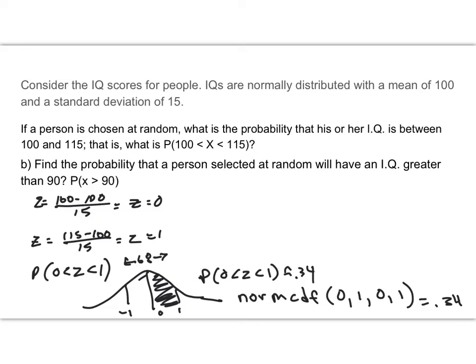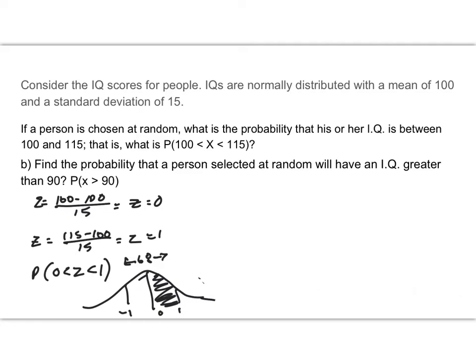If I want to do this without standardizing the score, and I have that capability with a calculator, let me erase all of this. I can do that by selecting normal CDF again. And this time I'm going to put in a lower boundary of 100, an upper boundary of 115, and the mean of the data is 100. And I know that 15 is one standard deviation. So the syntax is the same, except it's not standard scores.